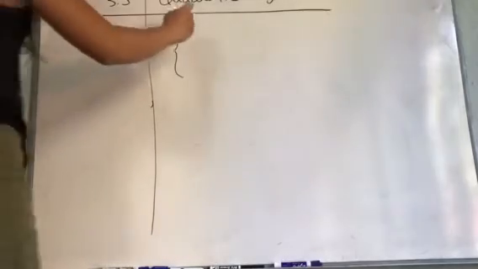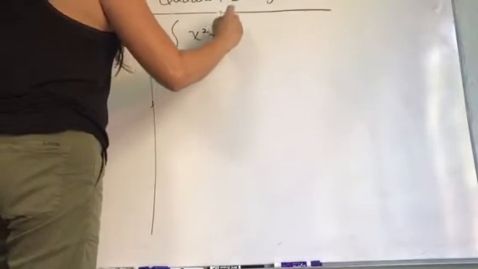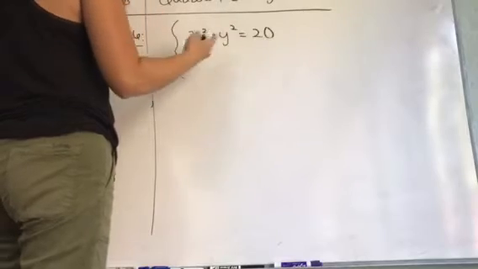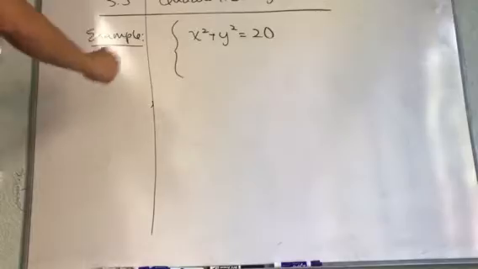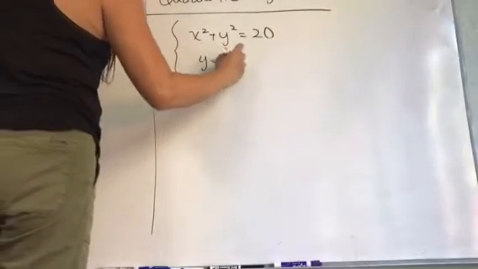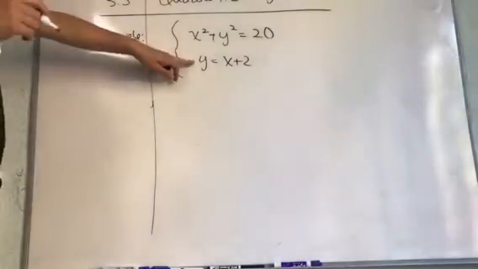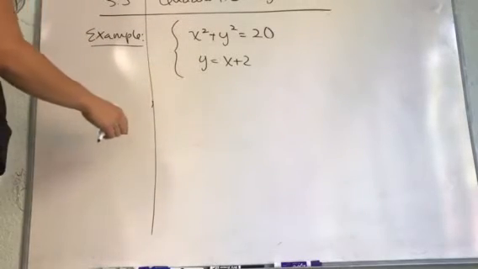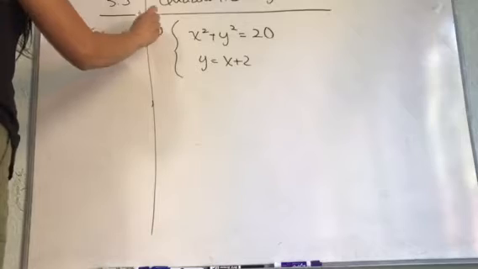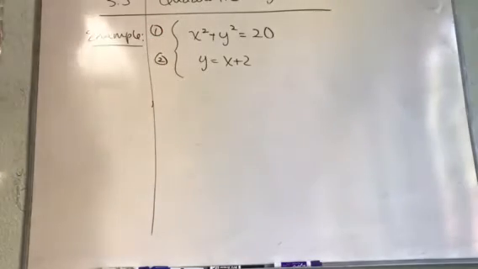So for example, let's say we have x squared plus y squared is equal to 20. We have a quadratic because we have x squared here, a second degree equation. And then we have y is equal to x plus 2, which is a linear equation. So we have a system because we have two equations that we are working on at the same time. Equation 1 is here, equation 2 is here.